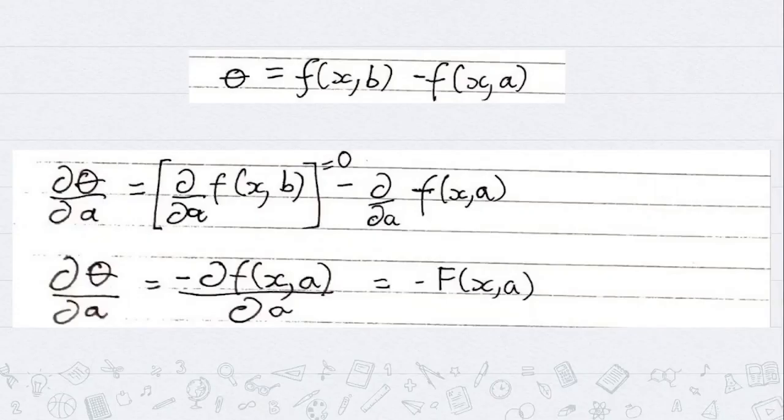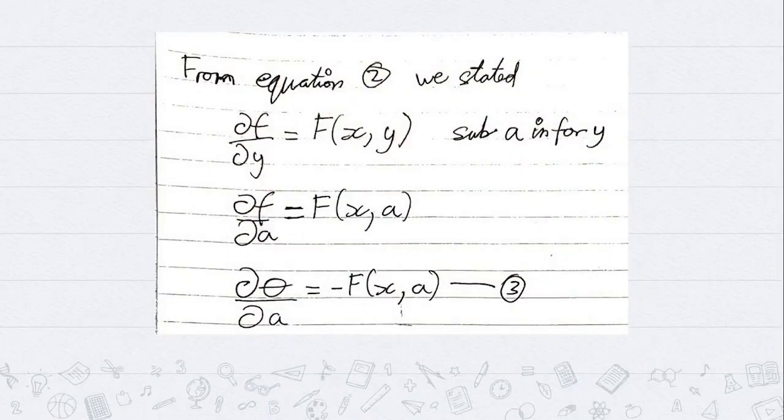We'll start by differentiating both sides with respect to a, appearing like this. F(x,b) will become 0, leaving us with negative partial F(x,a) over partial a, which equals negative f(x,a). From equation 2, we stated partial F over partial y equals f(x,y). After subbing in, we get this equation, and from our previous proof, we showed partial theta over partial a is equal to negative f(x,a). Subbing in theta, we get the same equation as before, shown here. This is equation 3.